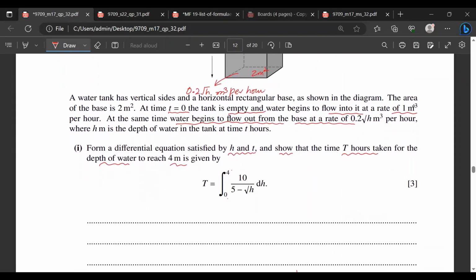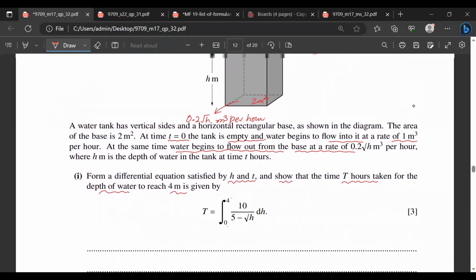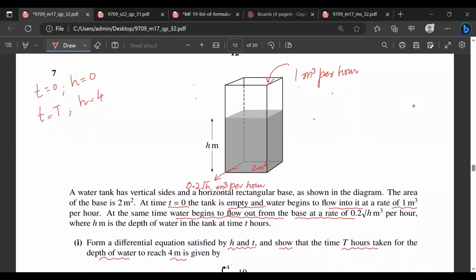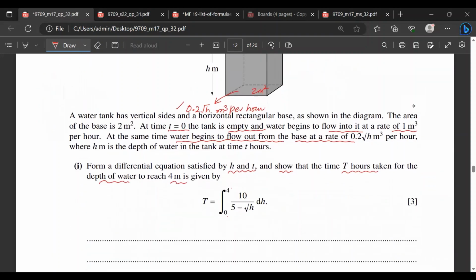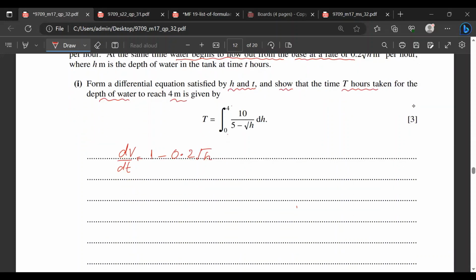So as there is a rate of inflow and outflow, what is the net rate? Simply subtract. So the net rate of increase of volume is dV over dt equals 1 minus 0.2 root h, the rate of outflow. Also, volume is base area into height. Base area is 2, height is h.